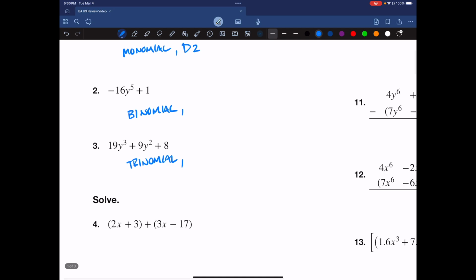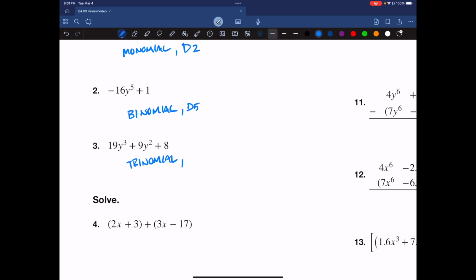On 2 and 3, I have more than one term. So I need to check every term and see which one has the highest exponent. Okay, on number 2, if you don't see a number or a variable, then it's understood to be y to the 0. If you just see a y, then the exponent is understood to be 1. So as for number 2 here, I have a power of 0 and I have a power of 5. So this is going to be degree 5.